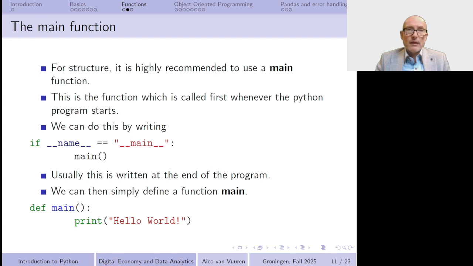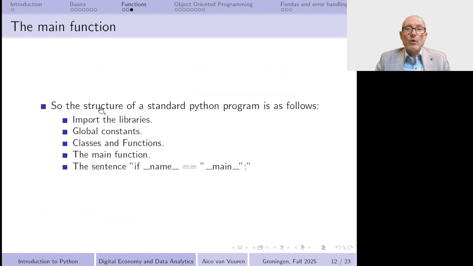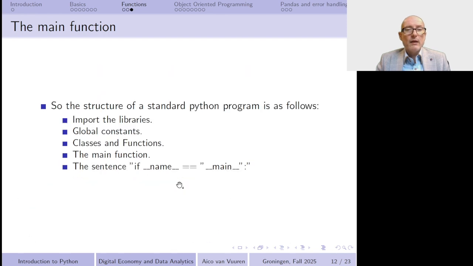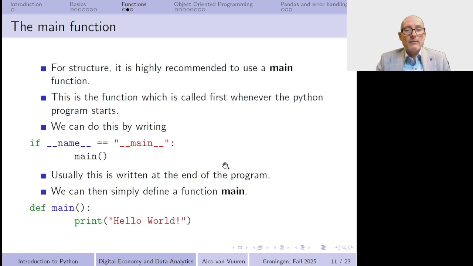That implies that a good structure of a Python program is always going to be as follows. The first thing that we do is import the libraries, such as NumPy, but we will later on also see pandas. Then we are going to define the global constants. Then we are going to define classes and functions. Then we are going to have our main function, based on the previous slide, this function that we have over here. And then finally we are going to have this sentence, if __name__ is equal to "__main__", and then of course this sentence here as well.